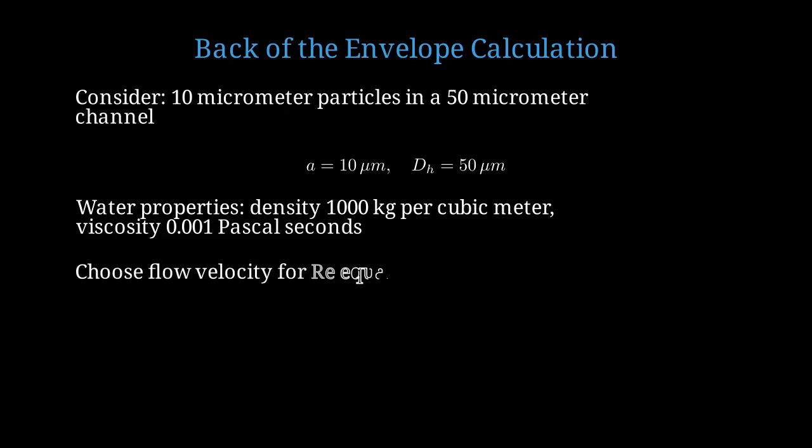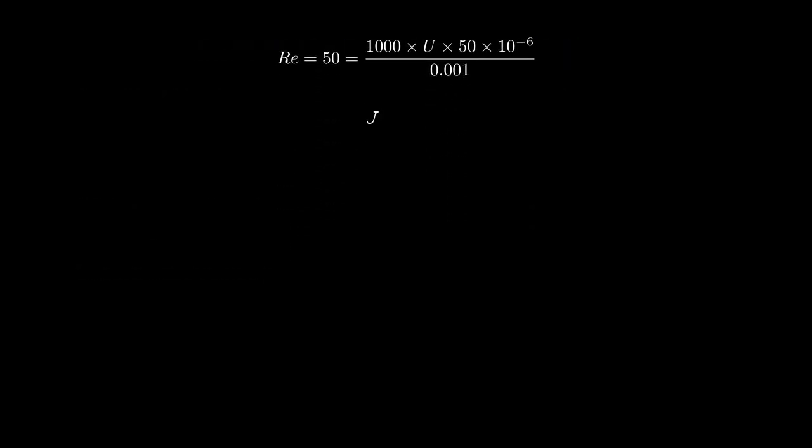Let's target a Reynolds number of 50, right in the middle of the focusing regime. Reynolds number equals 50 equals 1,000 times U times 50 times 10 to the minus 6 divided by 0.001. Solving for U, we get approximately 1 meter per second. That's a pretty fast flow for microfluidics.